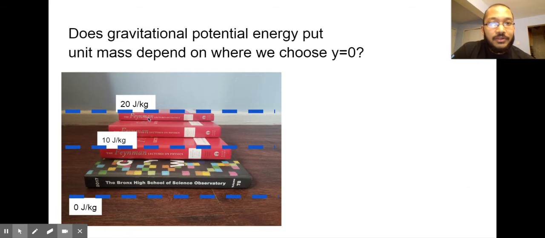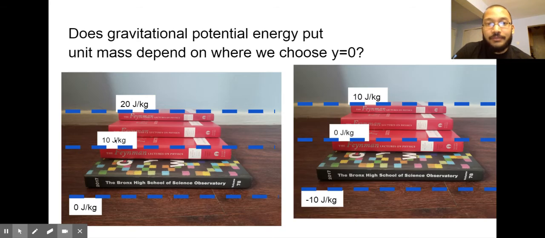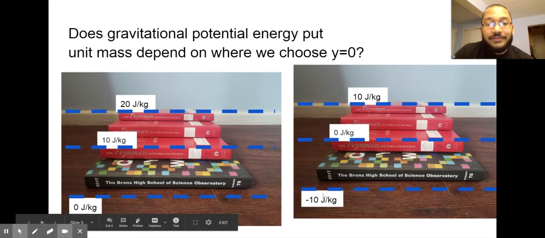Here's an important point about gravitational potential energy per unit mass. Does it depend on y equals 0? Yes, it does. If I choose my middle height as y equals 0, then that'll be the 0 joules per kilogram mark. But I hope you see that the differences will be the same.